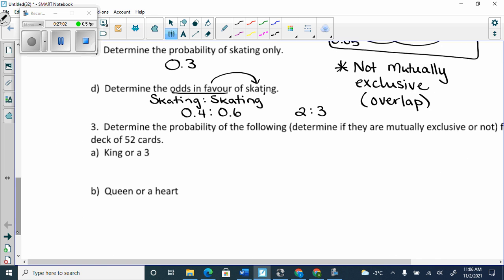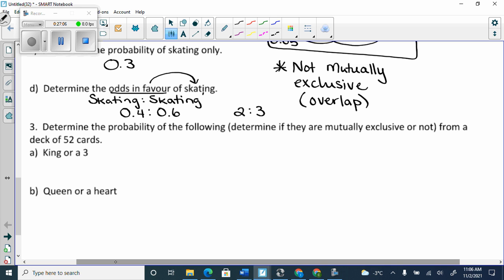You can do these questions without me even talking to you about them, but you wouldn't know what mutually exclusive or not mutually exclusive is. So let's look at these ones here. It says determine the probability of the following, and then determine if they're mutually exclusive or not, which we'll talk about, from a deck of 52 cards. A king or a 3?